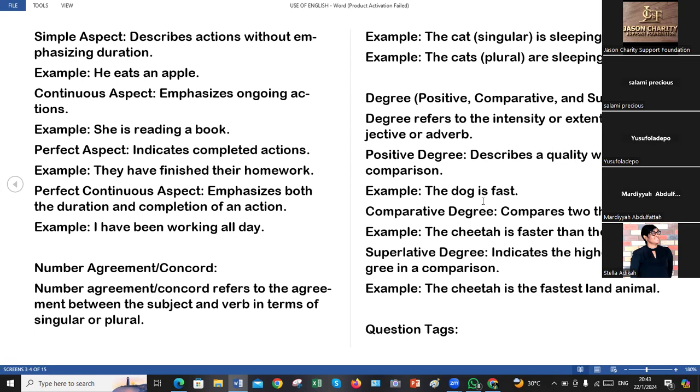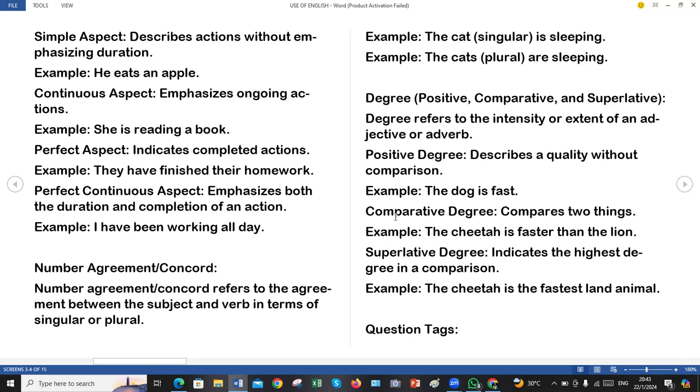Now, comparative degree compares two things. Remember, comparative is only for two things. Example, the cheetah is faster than the lion. So in this case, the word faster here is in the comparative degree. For positive, we'll just have fast. Comparative, we'll have faster.